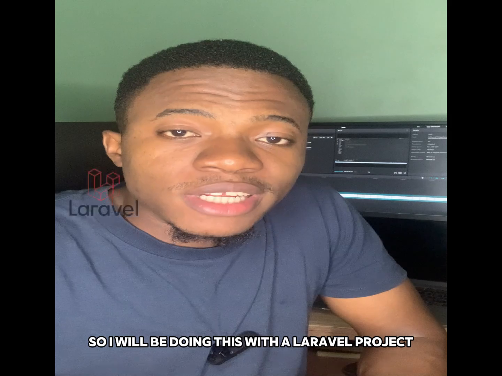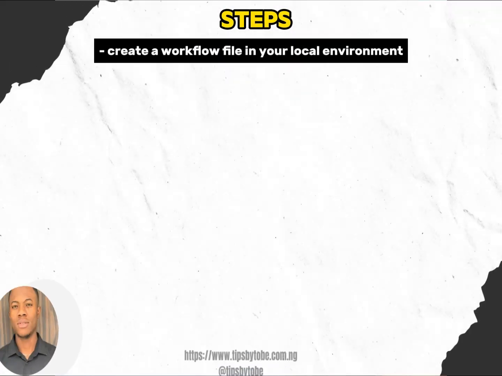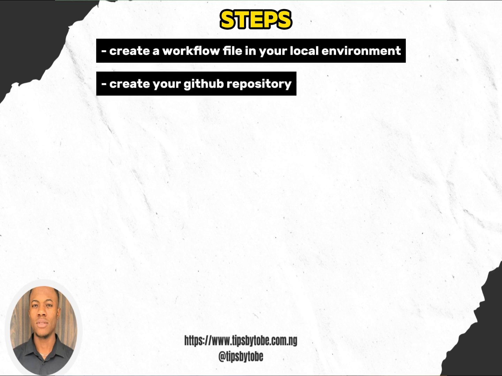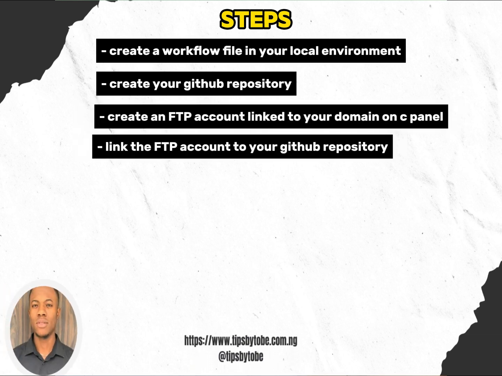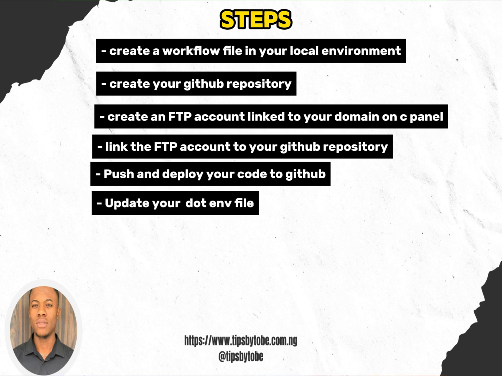I've been doing this with a Laravel project. Basically it's broken into a few steps. First, create a workflow in the local environment, create your GitHub repository, create an FTP account linked to your domain on cPanel, link that FTP account to your GitHub repository, push and deploy your code to GitHub, and that is it. The rest of the steps, which include creating an env file and linking your database, are just steps that are required for your project to run correctly on the live environment.